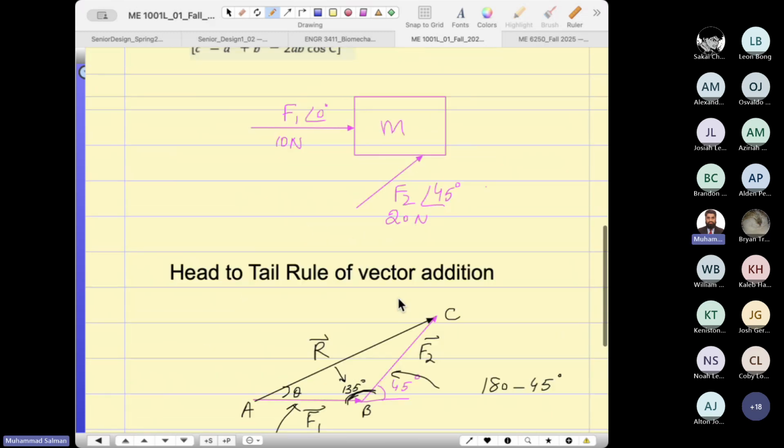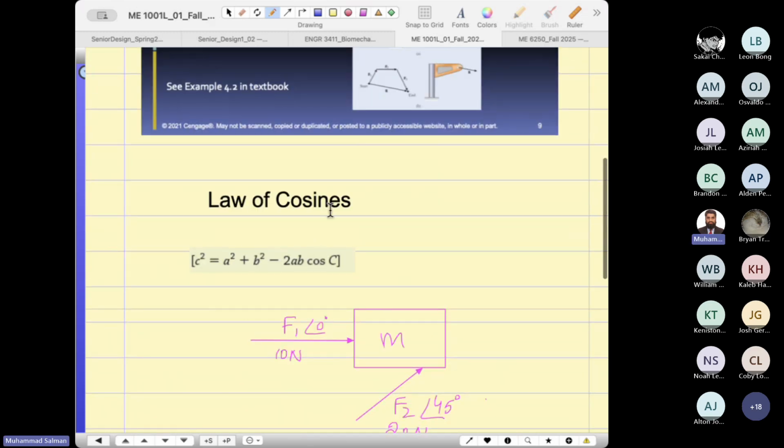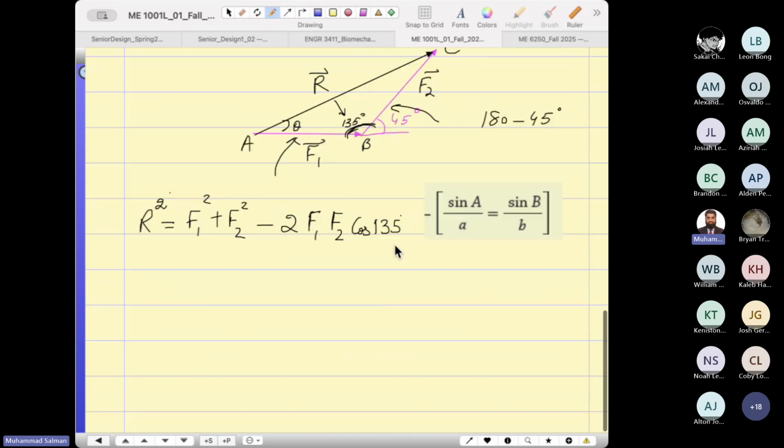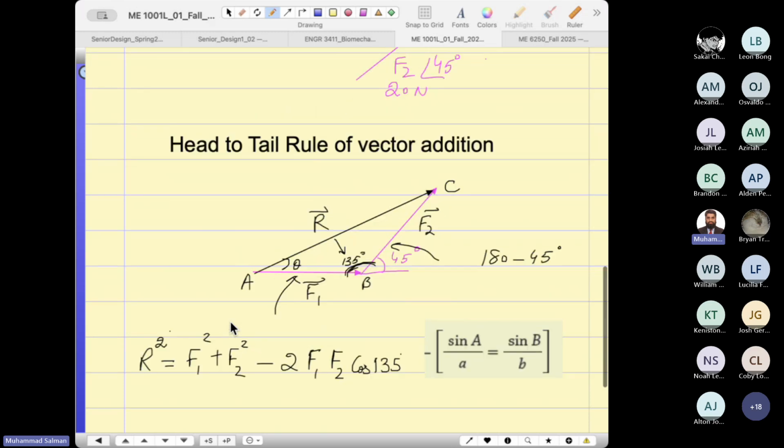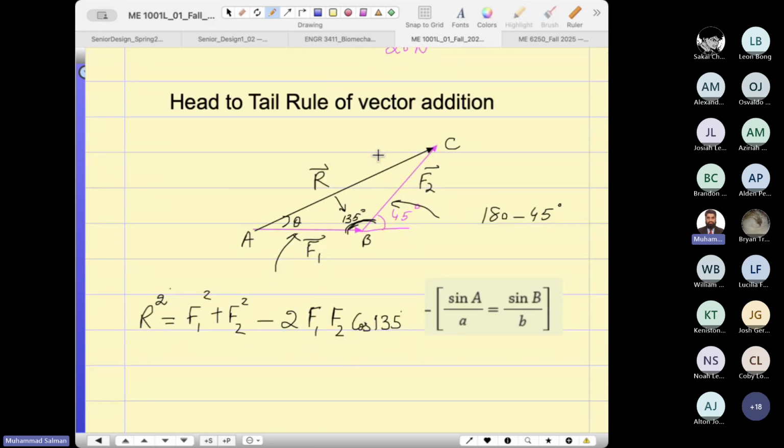Let me make sure I'm doing it correctly. Yes, this is correct. Do you understand this law, the law of cosines? Can you type in yes if you understood the way I'm explaining? Kobe says yes. Amul says yes. Muhammad. Okay, that's good, guys. I'm happy that you are learning.